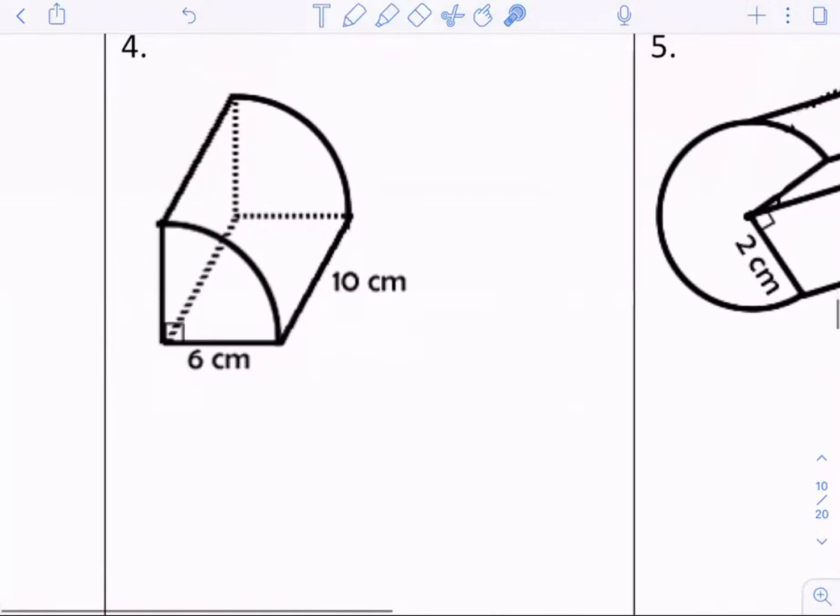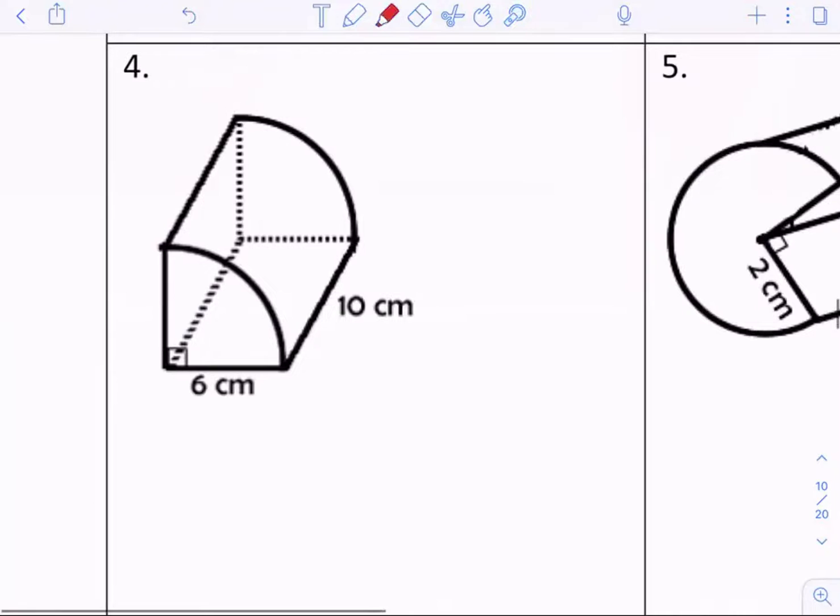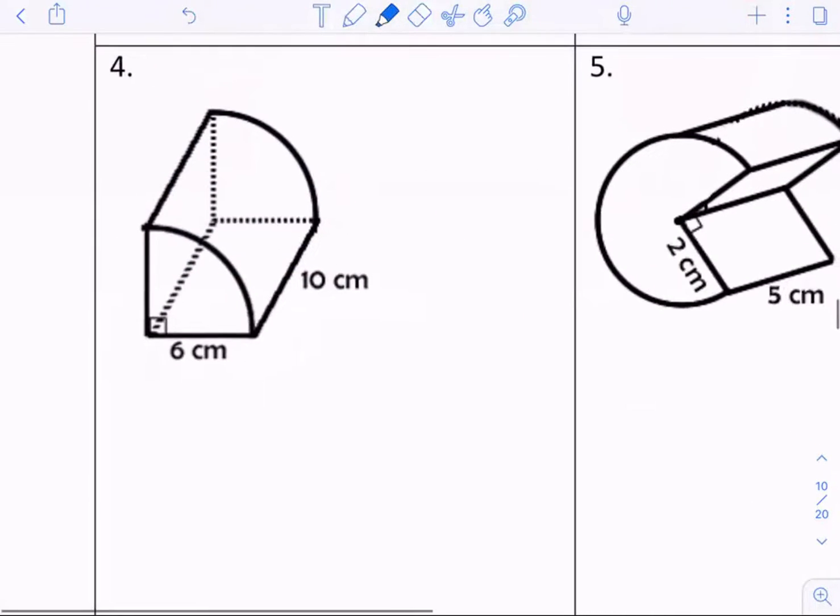Here's another example with number 4. Look at this one. What shape are you almost primarily seeing here? I'm visualizing a quarter of a whole circle. And that's exactly what this is. We have a quarter of that circle.